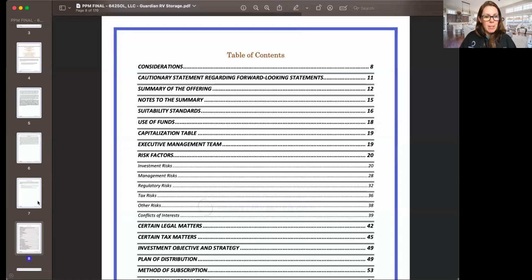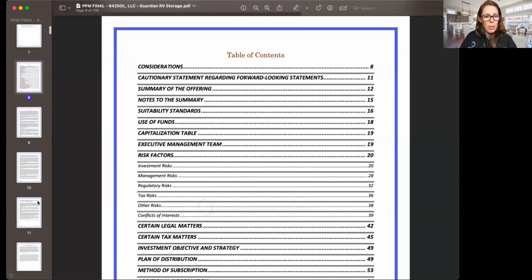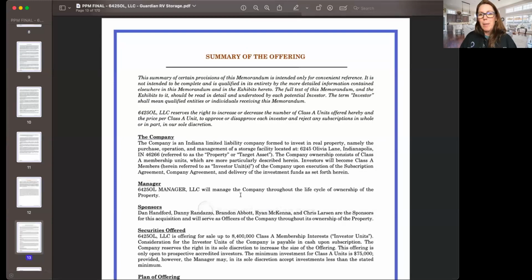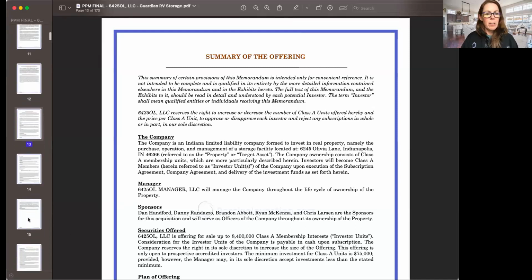All right. And if we skip down to page 13, this is going to be a summary of the offering. One of the first things you're going to see is the summary of the offering. It's going to tell you who the company is, again, who the manager is, who are the sponsors of the deal, what's being offered, the dollar amount, you know, all of that. Okay, so this is a high level summary of the deal.